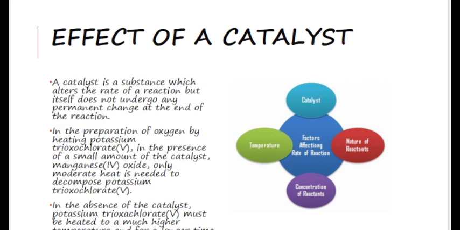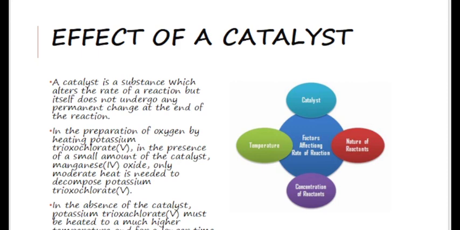Finally, we'll talk about the effects of a catalyst. A catalyst is a substance which alters the rate of a reaction, but itself does not undergo any permanent change at the end of the reaction. In the preparation of oxygen by heating potassium trioxochlorate(V) in the presence of a small amount of the catalyst, manganese(IV) oxide, only moderate heat is needed to decompose potassium trioxochlorate(V). Why? There's a catalyst there. So once you are trying to produce oxygen by breaking down potassium trioxochlorate(V), once you have the manganese(IV) oxide there, it catalyzes the reaction and makes it happen faster.